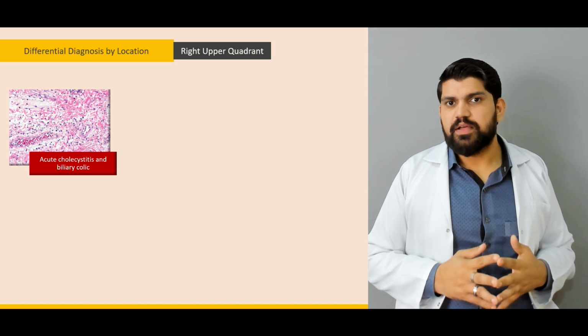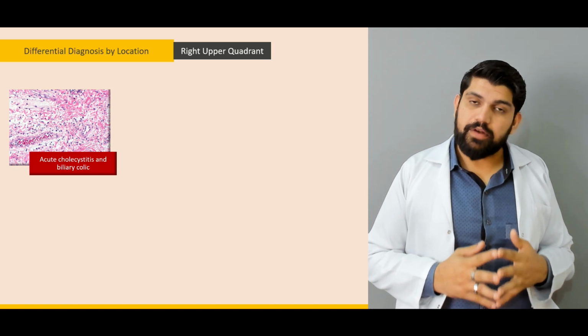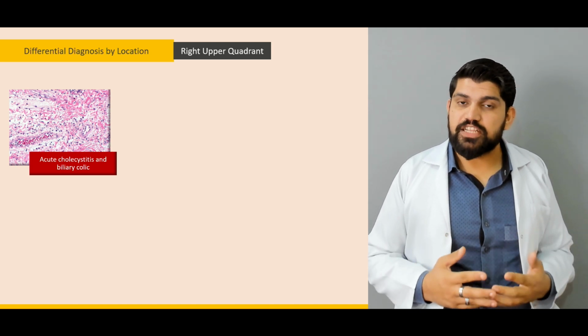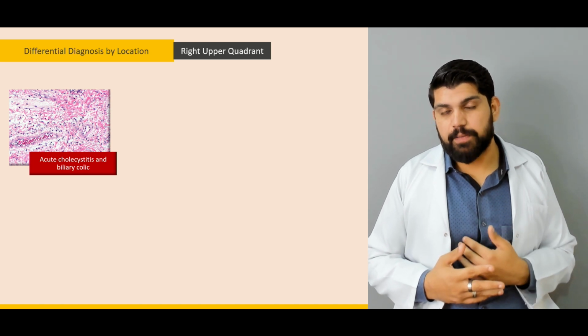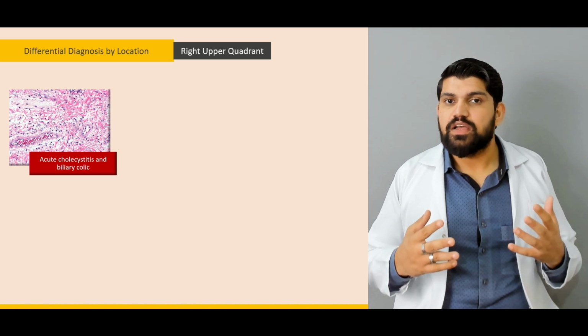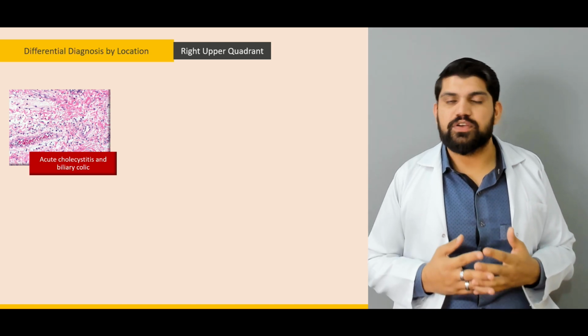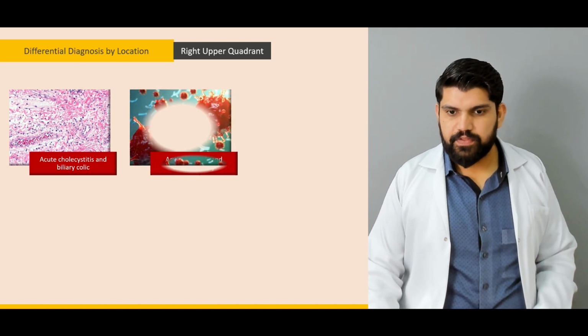Sometimes you do get Murphy's sign. Murphy's sign is very important. What happens is the patient inspires, and when you palpate the right hypochondrium with Murphy's sign positive, the patients hold their breath because of the pain. That's Murphy's positive. It's important.